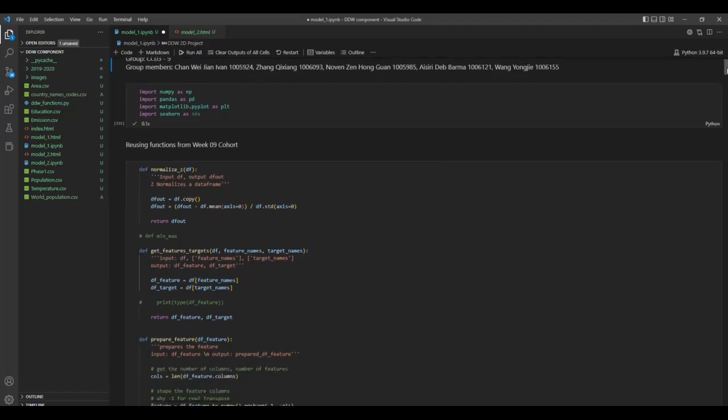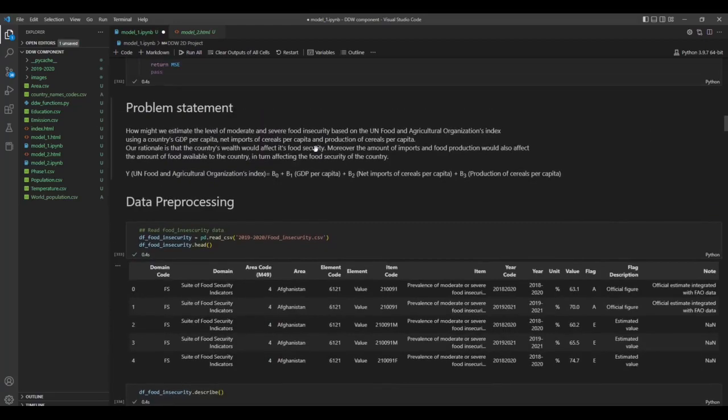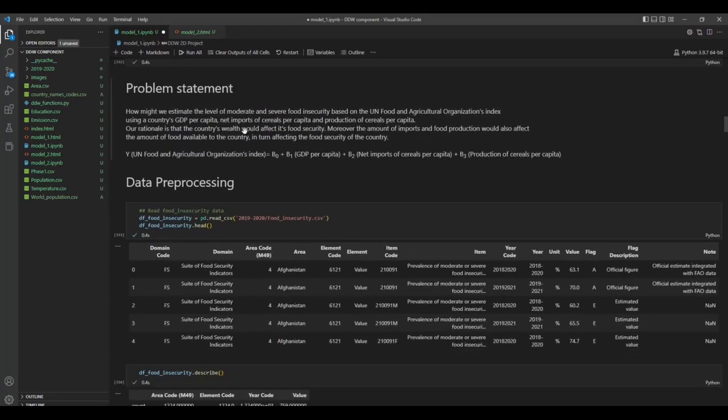So to start with, our problem statement is how might we estimate the level of moderate and severe food insecurity based on the UN Food and Agriculture Organization's index. So we use the country's GDP per capita, net imports of cereals per capita, and the production of cereals per capita. The rationale is that the country's wealth would affect its food security. Moreover, the amount of imports and food production will also affect the amount of food available in the country. This in turn affects the food security of the country.